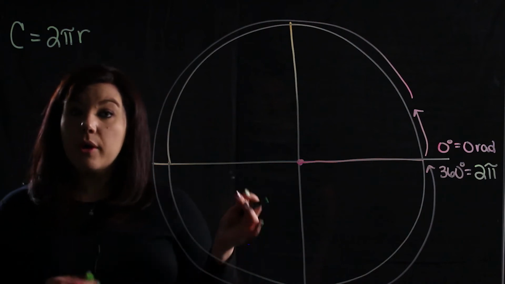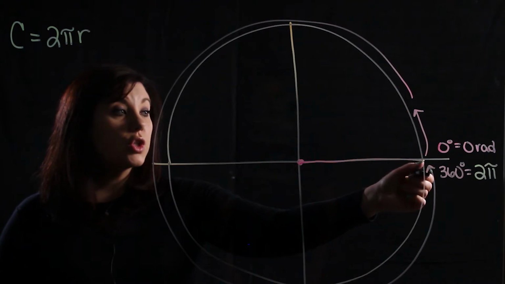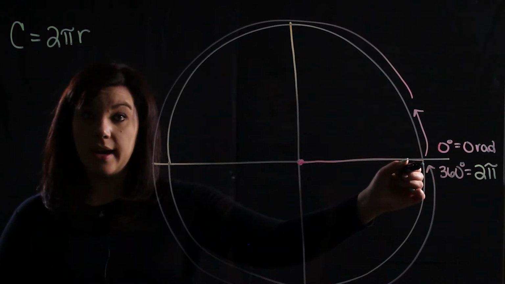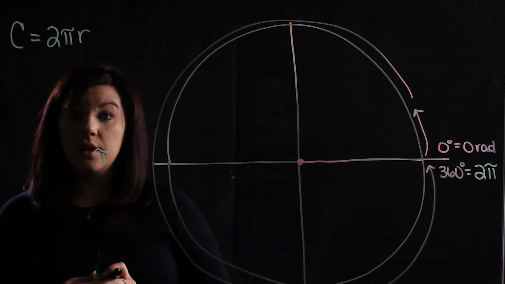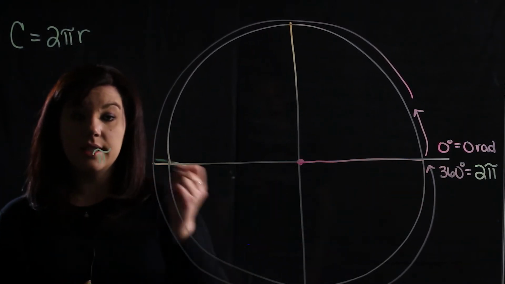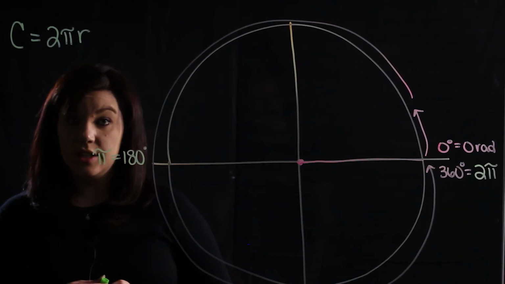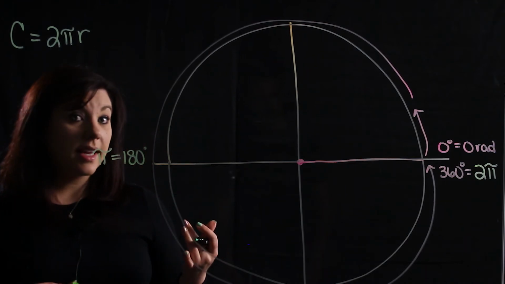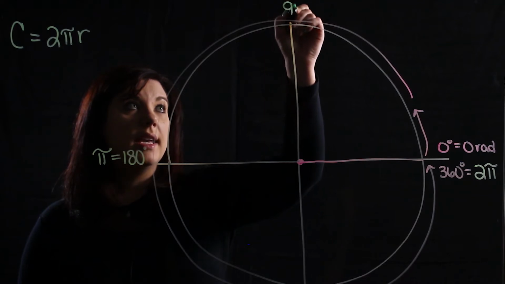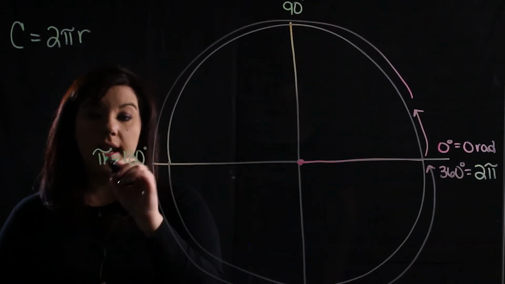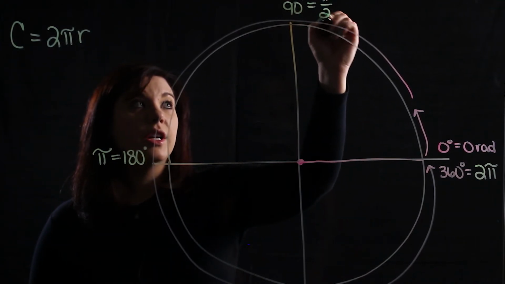Now, we can use what we know about fractions to label some of our other important measurements. So if all the way around the circle is 2 pi, halfway around the circle would just be 1 pi. And we can also take half of 360 degrees, and that tells us that that is the same as 180 degrees. Halving that again, half of 180 degrees would put us at 90 degrees, and half of pi would be 1/2 pi, or pi over 2.